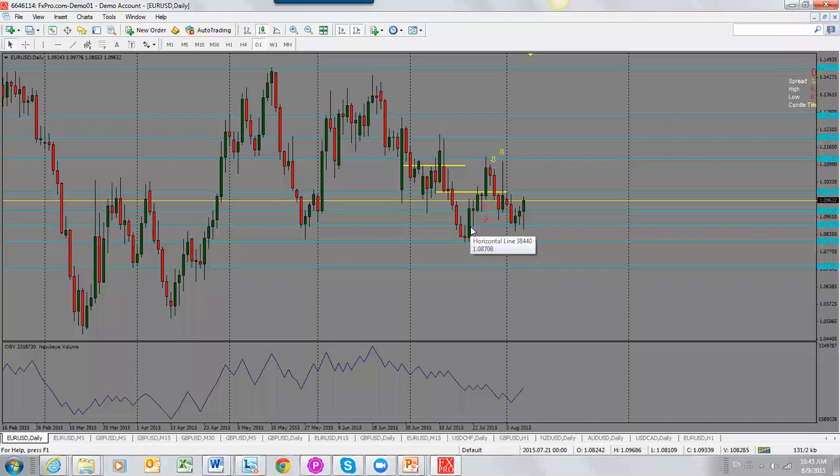We are already long. We are biased to the long side. So there's no need to get into the trade, even though you can, to the short side. But why stress yourself, right? Because we don't know whether the price will react at this level or this level or this level.